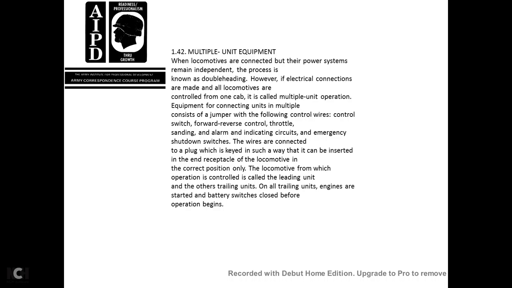Equipment for the connection of units. The multiple unit equipment consists of the jumper, the control wires, the control switch, the forward and reverse control, the throttle, the alarm indicating circuits, and the emergency shutdown switches. The wires are connected to the plug, which is keyed in some way so that it can be inserted in the end receptacle of the locomotive in the correct position. The locomotive from which the operation is controlled is called the leading unit, and the others are called trailing units. Only the trailing unit engines are started and battery switches are closed before operation begins.